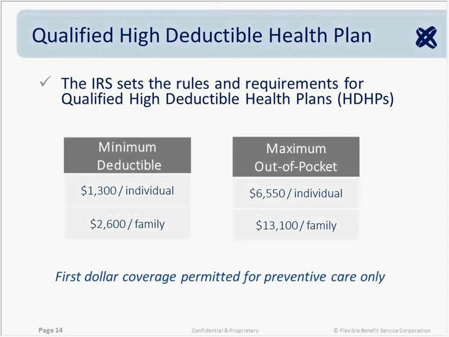Now, the last criteria to meet the definition of an HDHP is that the health plan cannot have what we call first dollar coverage for any benefit other than preventive care. First dollar coverage would be a benefit that's paid out by the plan prior to the deductible being satisfied. The most common examples would be an office visit copay or a prescription drug copay. You cannot have those copays in place prior to the deductible being satisfied. Otherwise, that would be considered a first dollar benefit, which is prohibited under the definition of an HDHP.